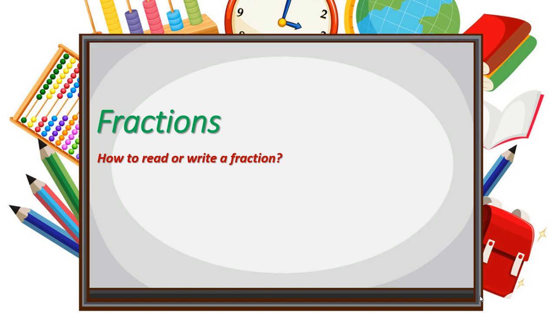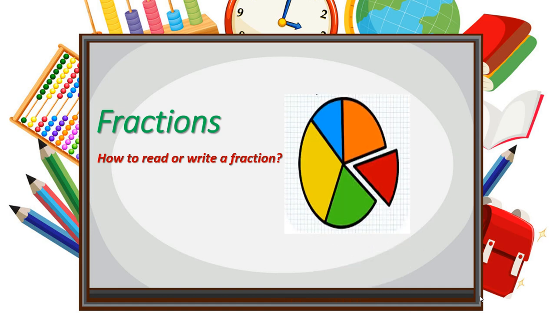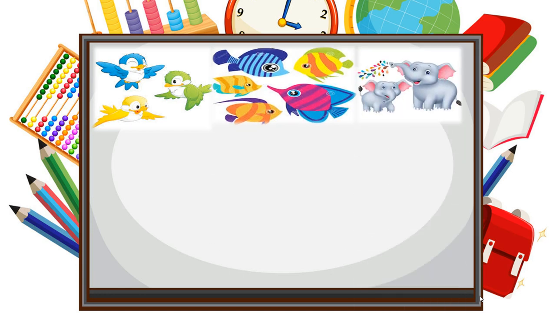Of course, we will start by lesson 1 in this chapter. It will be a revision from grade 3. I have here, as you can see, a group of different animals. If I ask you to write the fraction of birds, you can notice here I have birds, fish, and elephants. So, if I ask you to write the fraction of birds, what shall you do?